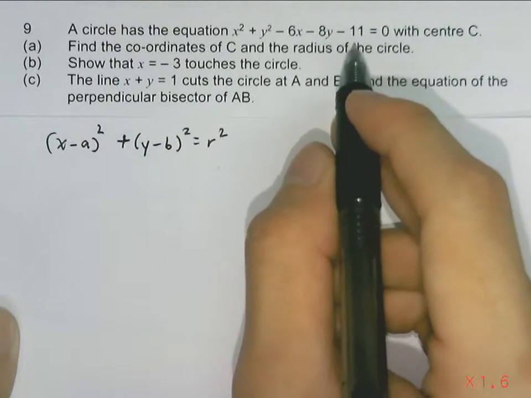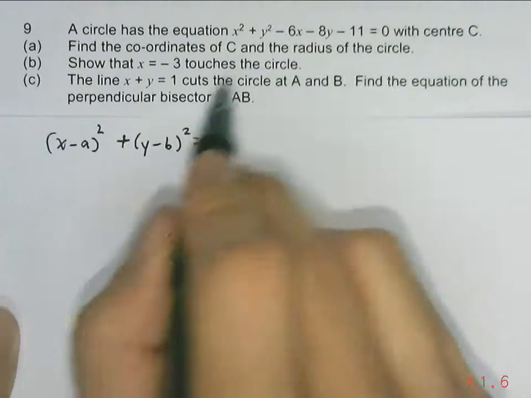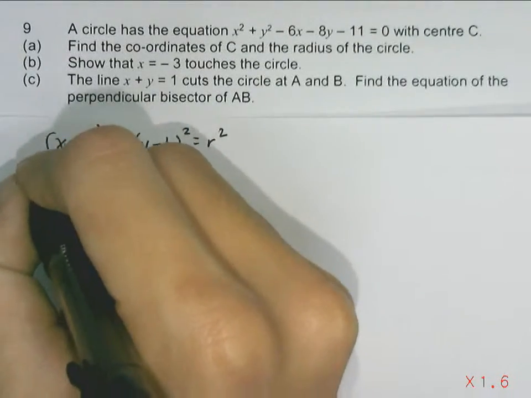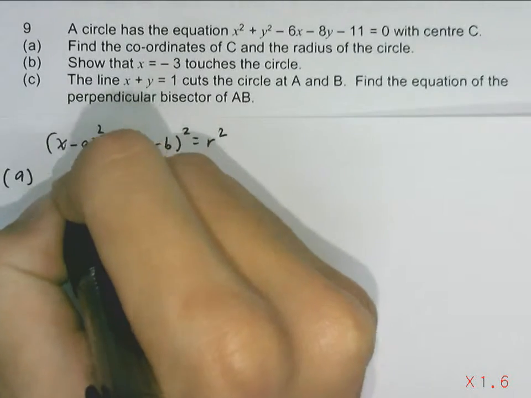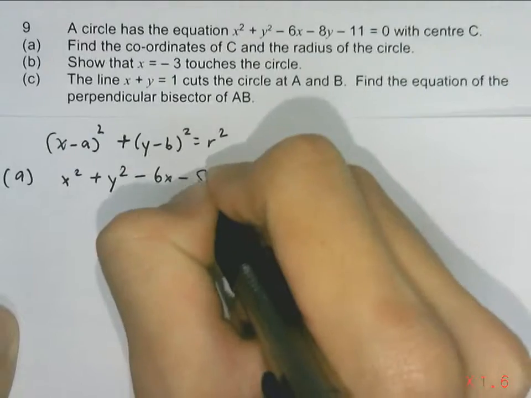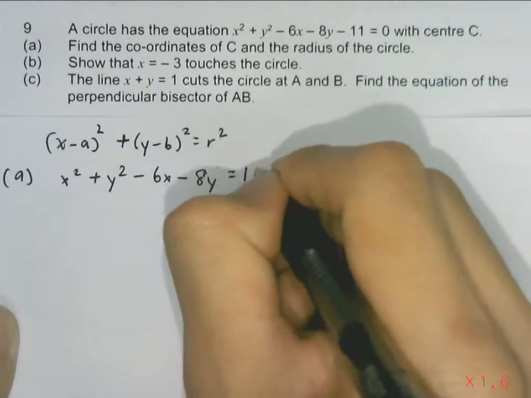Well, this form is not. So to change this form, we just need to complete the square to get the perfect squares that we see here. So taking the equation of part A, x squared plus y squared minus 6x minus 8y, now we can move the 11 over to the right side. So this will be equal to 11.